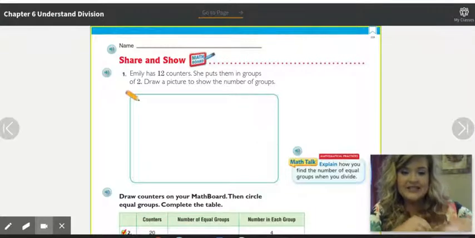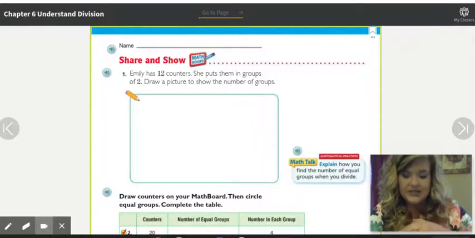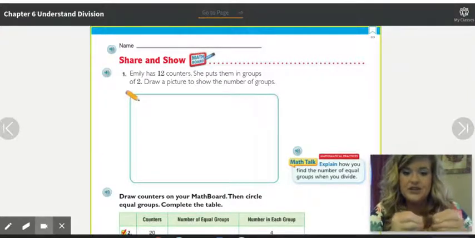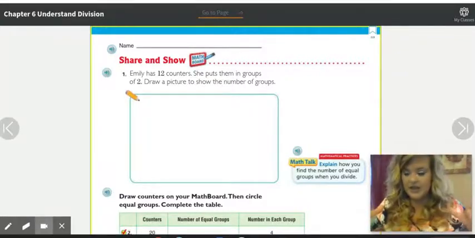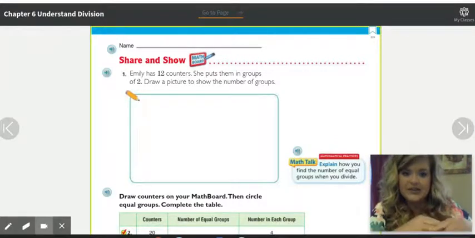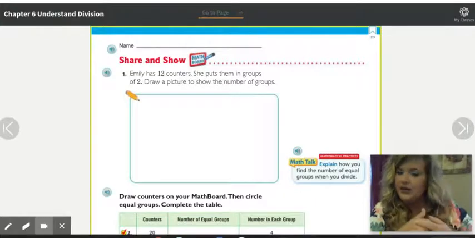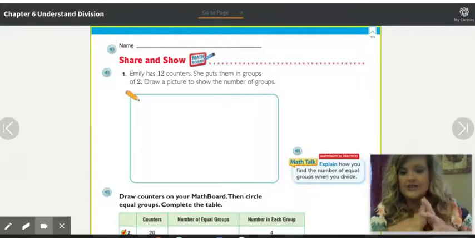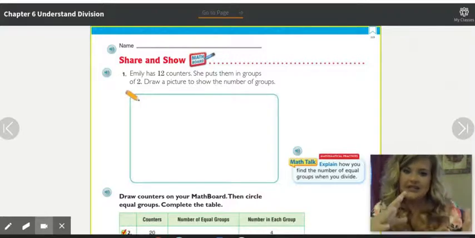Okay, and it says Emily has 12 counters. She put them into groups of 2. Now you are going to draw me a picture to show the number of groups. You can just get your sheet of paper and kind of turn it landscape, long ways, and draw me the counters, and then I want you to show me how you make equal groups. Okay, and then at the bottom, I want you to tell me what your answer was. You know, if you got 10 groups, I want you to put Emily had 10 groups. Okay, so you can just kind of draw this out.